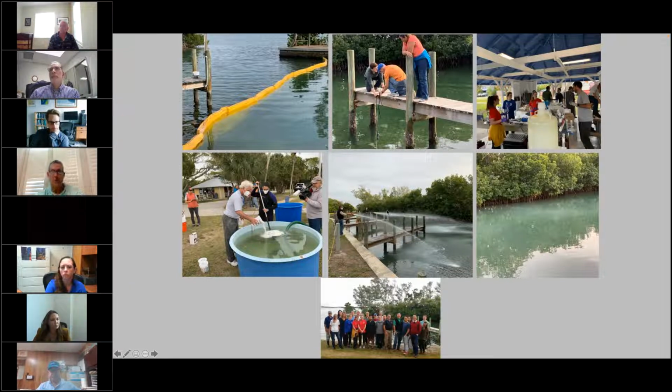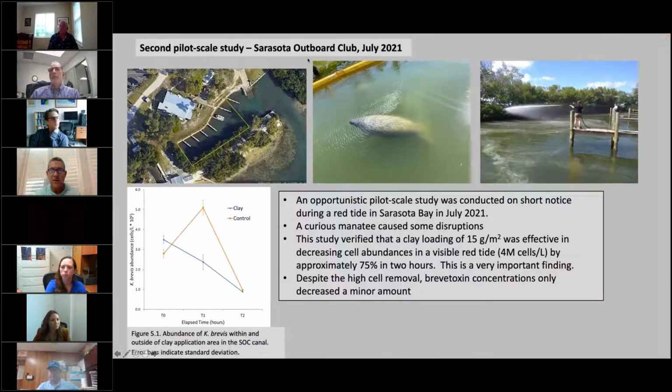This is us spraying the clay into this little area. And then we had what we'd call an opportunistic study that happened July last year. Again, in the same area, our permit exception was still valid, so we could do it. And there we actually had a real red tide on the order of 4 million cells and discolored water. And so on very short planning, we ran an experiment there.